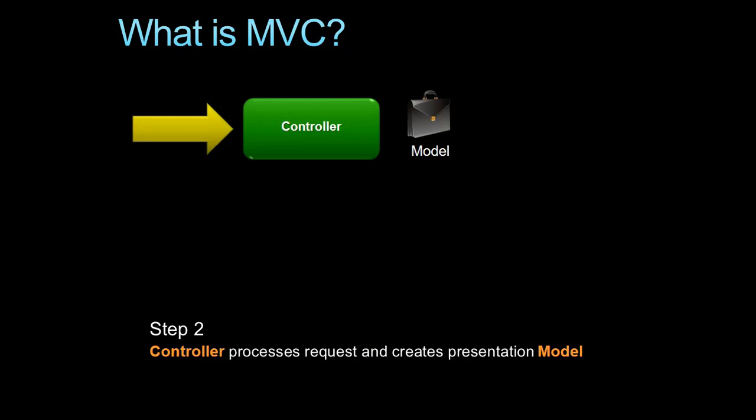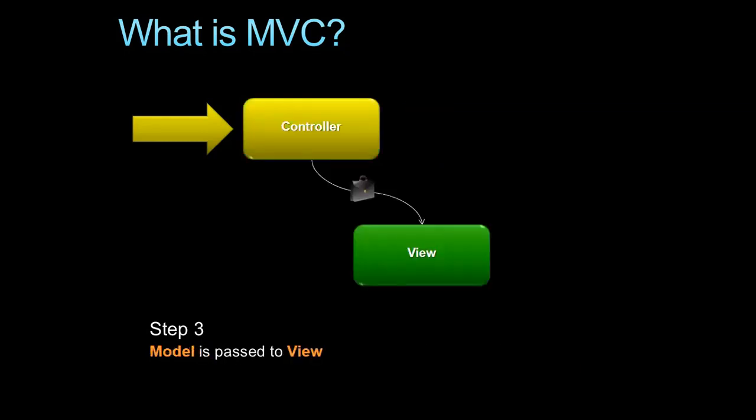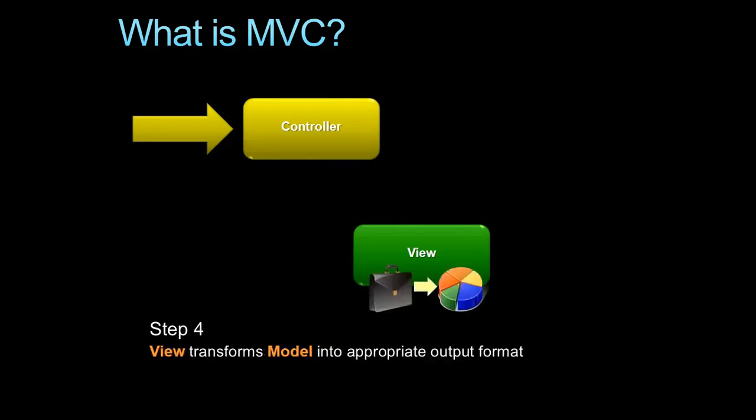So it creates a presentation model, and that model is passed to the view. So if I call login model, login view should be shown to me. So a model is passed to the view, and that is shown to the user. And step 4, view transforms that model into an appropriate output format. If you have already logged in, it should take you to the home page. If you have not logged in, you should show me the login page, username, password, etc. Okay, that is required there.